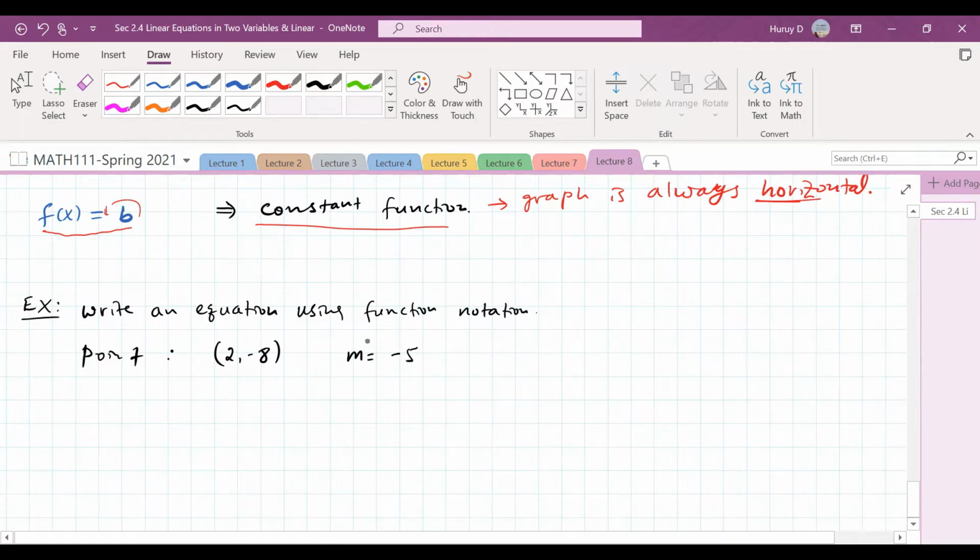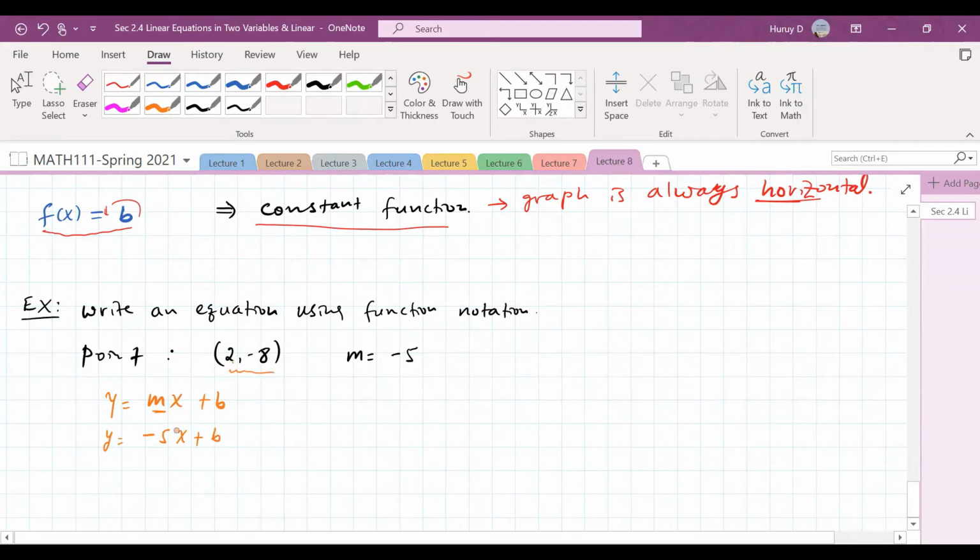Now, how do we find this? Well, we know using the y-intercept form, we have y equals mx plus b, right? This is any point. It's not the y-intercept. And here m equals, we know the slope, so it's negative 5x plus b. Now we're trying to find what b is. So I will use this point and solve for b.